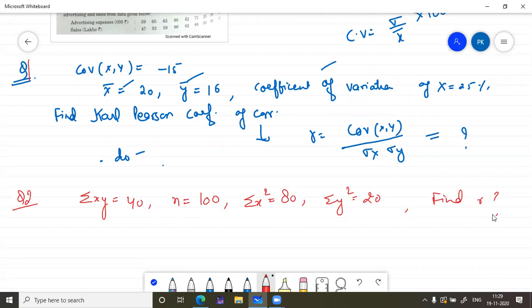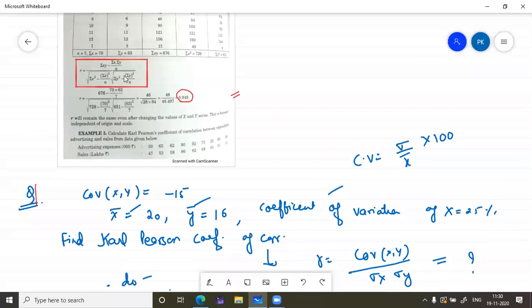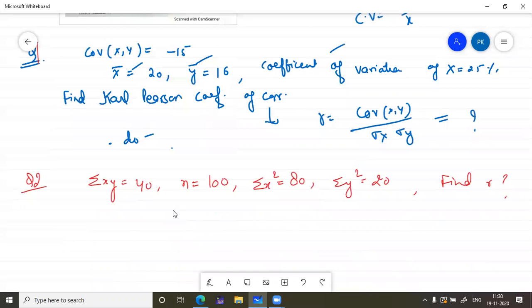तो कौन सा फॉर्मूला हम यूज करेंगे यहाँ पे? ये वाला, क्योंकि summation of x दे रखा है, x square दे रखा है, n दे रखा है, so apply this one, right? You can obtain the value for coefficient of correlation. It depends on which type of data is given in the problem.